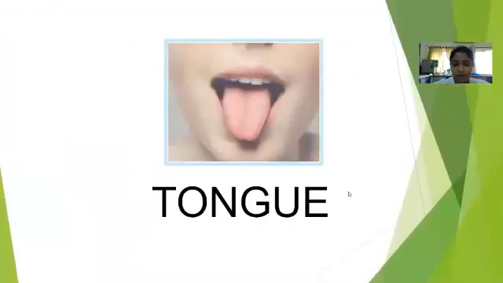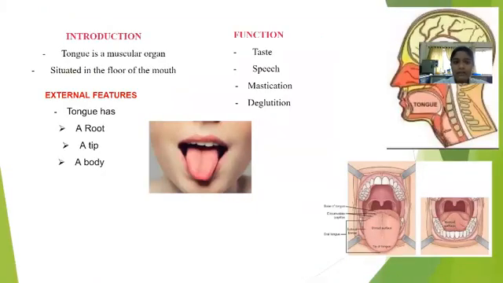Hi all. Today we are going to see about the tongue. So, introduction: the tongue is a muscular organ situated in the floor of the mouth. The external features are that it has a root, a tip and a body. The functions of the tongue include taste, speech, mastication and deglutition.